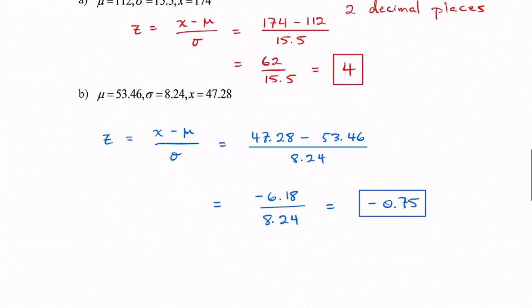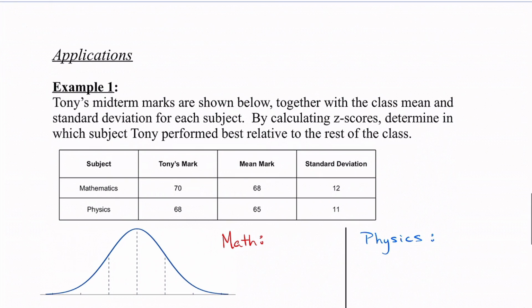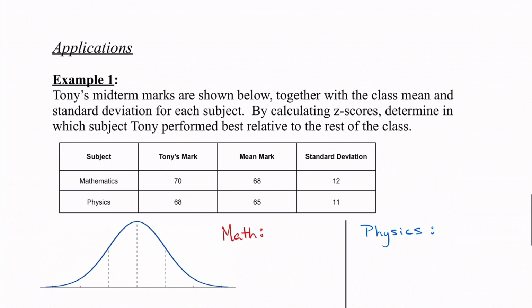We're going to move on to our next question here, which is an application question. So example 1, it says Tony's midterm marks are shown below. So we got a table down here. It says together with the class mean and standard deviation for each subject.